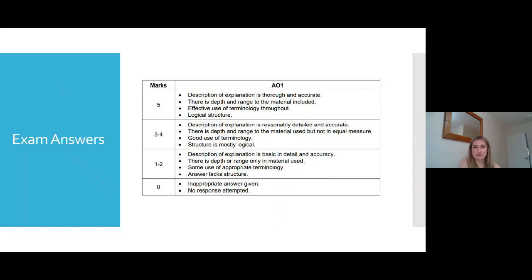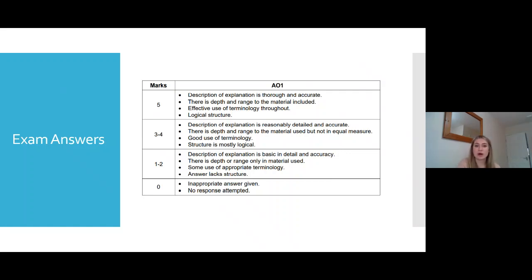You can see the real difference in the wording that's used on this mark scheme. You know, it's thorough, effective use, there's depth and range, there's a logical structure, and that's why I've given you those bullet points to use as an example, because you need a nice structure. You need to say what the structural abnormality is and then give me a piece of evidence. Structural abnormality, piece of evidence, because that shows that you can logically structure your answer.